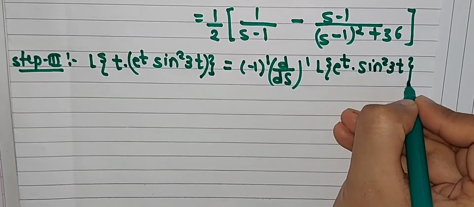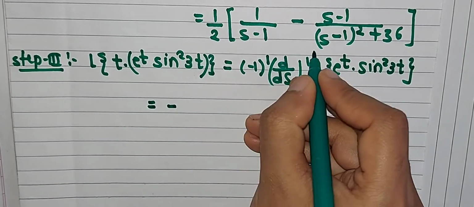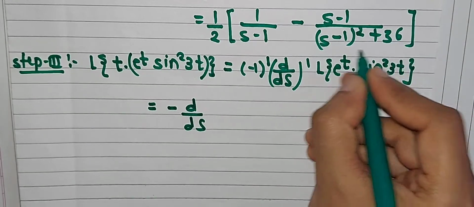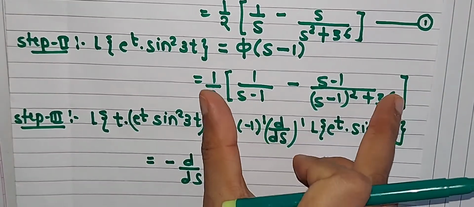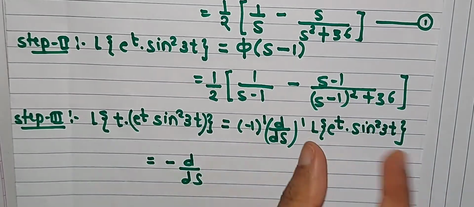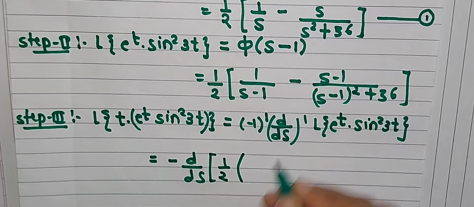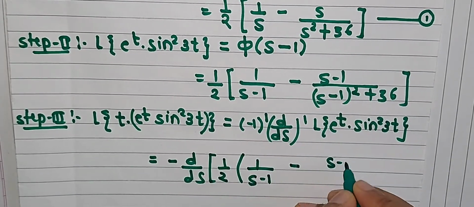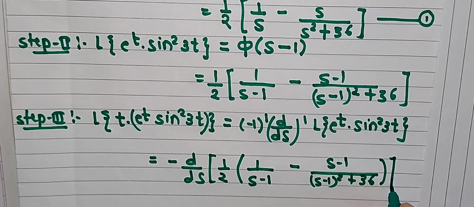Okay, so take this: minus 1 raised to 1 is equal to how much? Minus 1. Okay, d by ds raised to 1, that means d by ds, and we have obtained the value of this Laplace transformation in step number 2, and that value is this. Just put this value here as it is, that is 1 by 2. The first function will be 1 upon s minus 1, minus (s minus 1) divided by (s minus 1) squared plus 36. This is my second value.